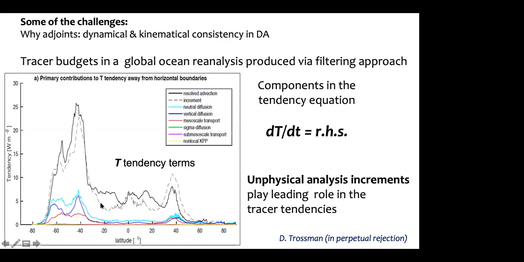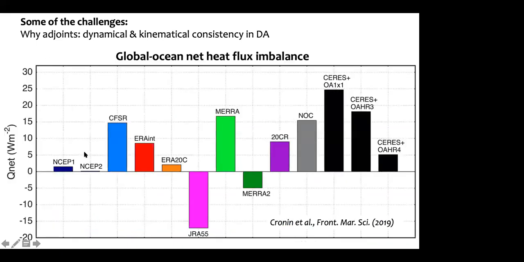And so what that means is that the second dominant term in your tendency equation for the tracer, in this case the temperature, is an unphysical term in your equation of motion. Which I think makes it quite difficult to interpret these reanalysis products without taking into account what, for example, the analysis increments are actually doing to the solution.